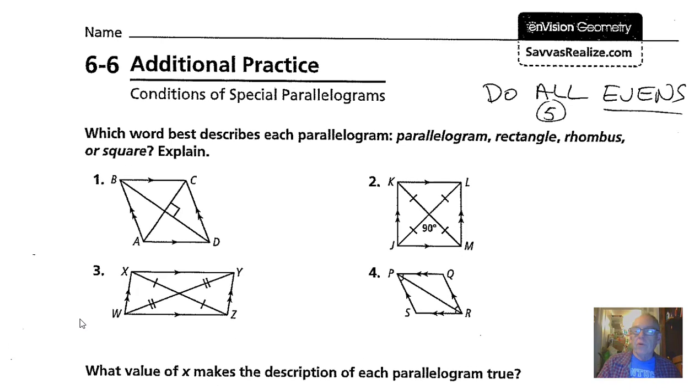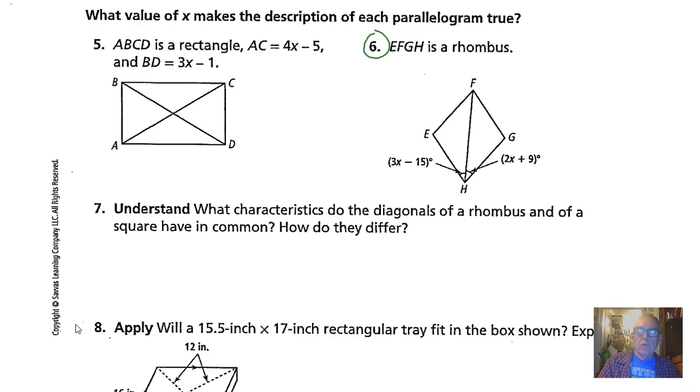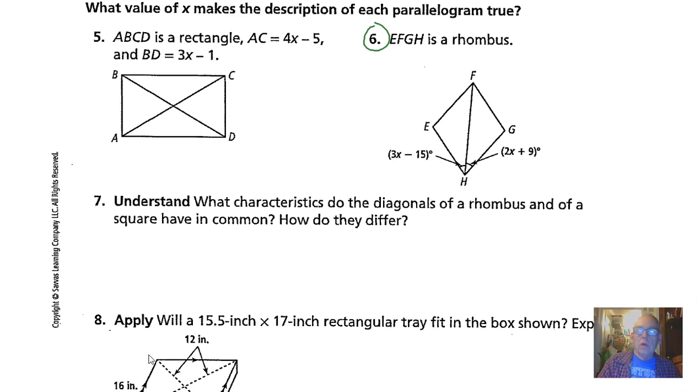Now, if you want full credit, you need to do all the evens on this. So let me circle those. We got 2, 4, 6, and down here 8. I think that's all of these. You got to do 2, 4, 6, and 8.